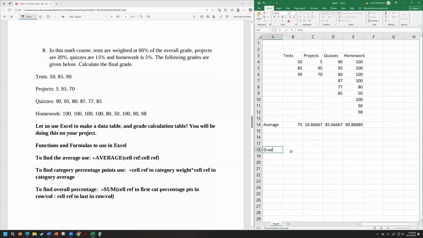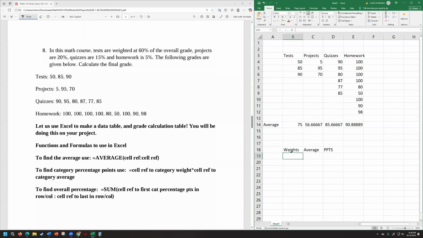So this is going to be for the grade. We're going to have the weights for each group. We're going to have our averages, and then we're going to have our percentage points, okay? So those are like the titles. I don't need the grade written there. I'm going to put it down here at the bottom. But let's get our category weights lined up first.